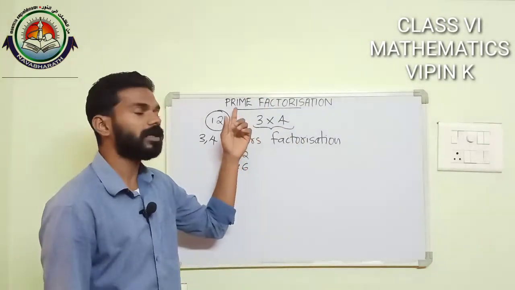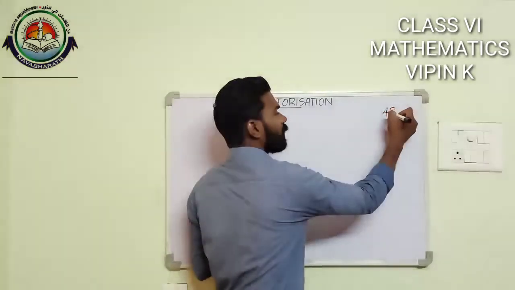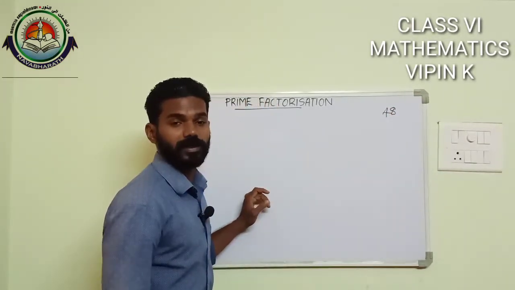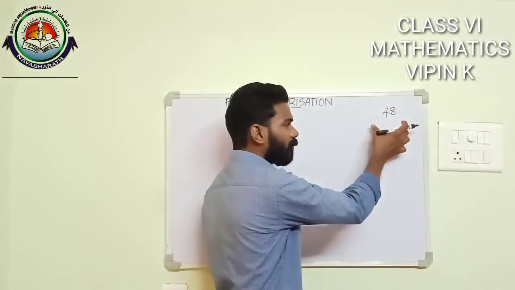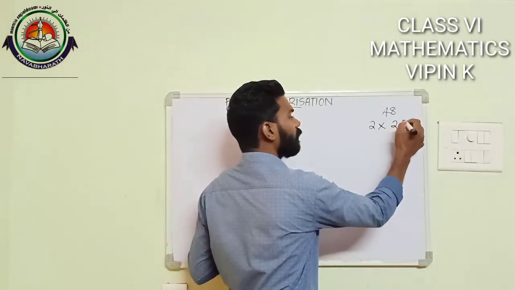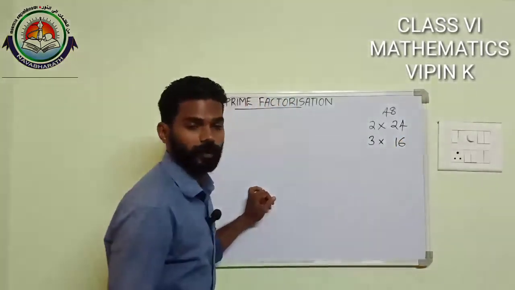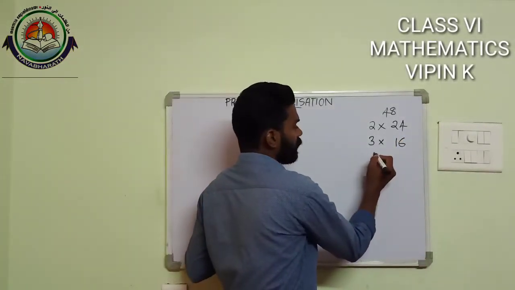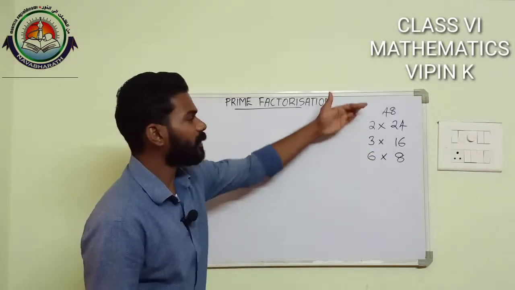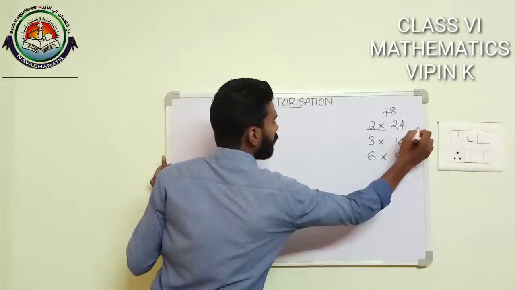Now we reach the topic prime factorization. All of you listen here. We are going to consider a number 48. And you know that this 48 can be factorized in different ways. So I am just writing some of the factorizations of 48. It can be either 2 into 24, or it can be 3 into 16, that would also be 48, or it can be 6 into 8. Okay, so all these are factorizations of 48.